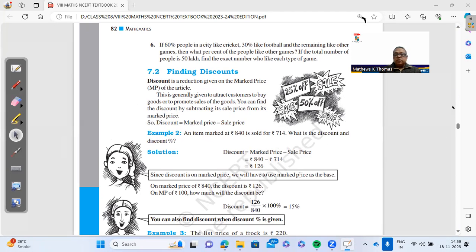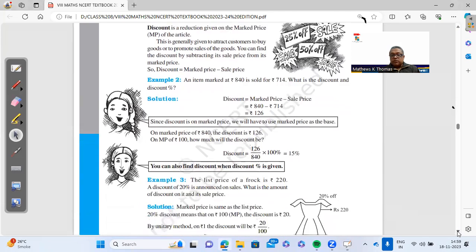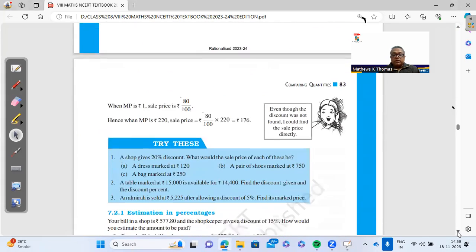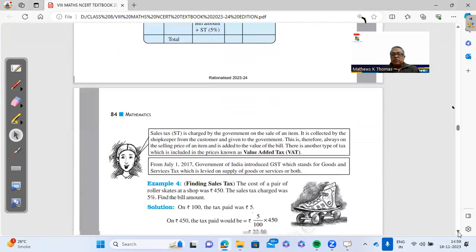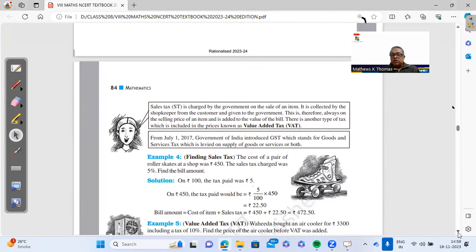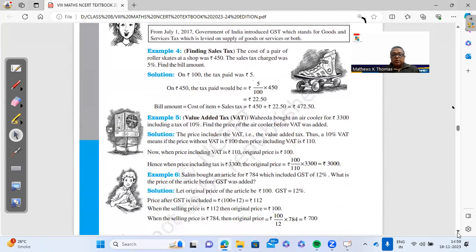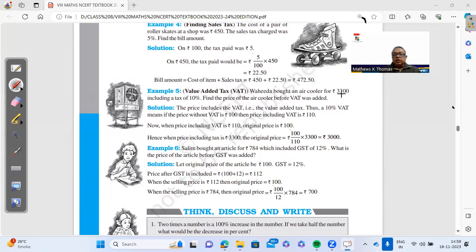And secondly, there is taxation. Now, when there is a tax, the price is going to go up, right? So how do we do that? When there is a sales tax, we add the tax amount to the price, and that's how we get the total price. For example, here an air cooler is 3,300 and there is a tax of 10%. What was the price when the tax was added? So the original price plus the tax will be the total amount payable.